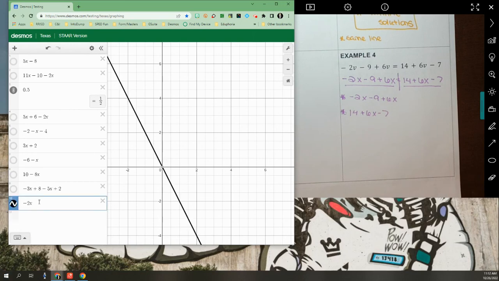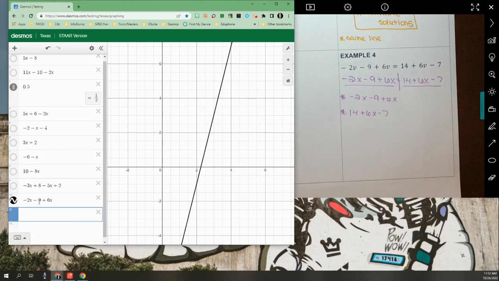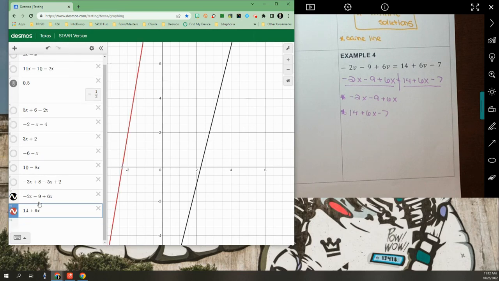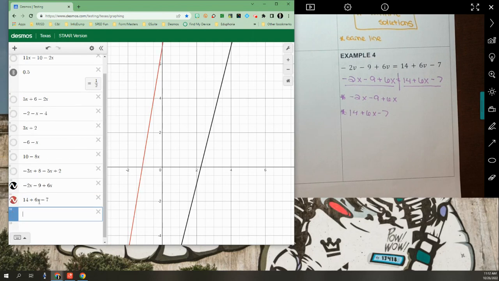Negative 2x minus 9 plus 6x. Guys, this is a lot of copying and not a lot of actually doing math. So it's tedious, but you can do it. So we have 14 plus 6x minus 7. Okay. And let's change the color of that one. Let's turn them on and change the color so it's easier to see. Let's change it to green.